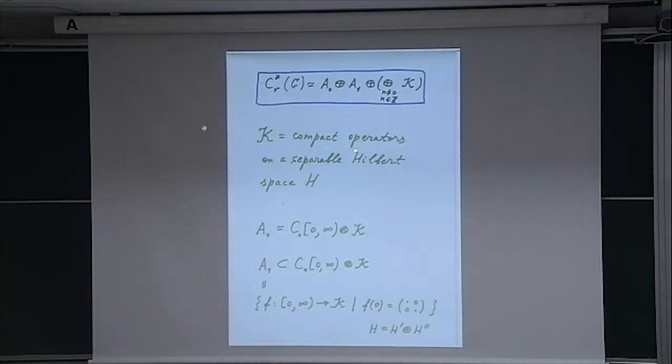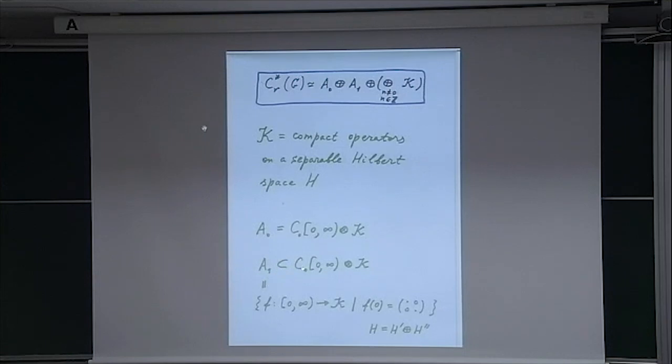K is the compact operators on the space of the irreducible representation. So you have discrete series, an infinite number of discrete series, and compact operators correspond to certain ideals in the group C-star algebra. And you have principal series, which looks like this. It means simply functions on 0 to infinity with values in compact operators vanishing at infinity.